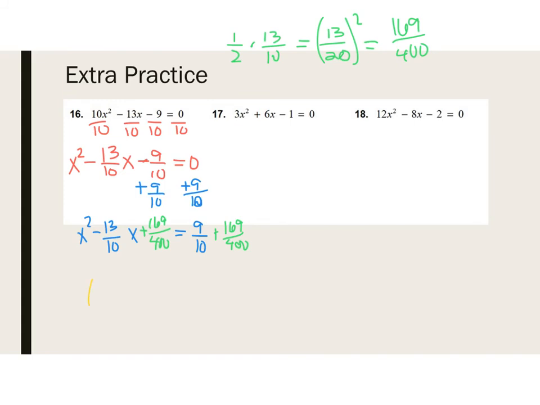You are then going to factor the left-hand side, keeping in mind it's exactly half of this, which we actually already did up here. So that is x minus 13 twentieths squared. Now, to add these together, I'm going to need a common denominator. So if I multiply by 40, that should be 360 plus 169. That's going to give us 529 over 400.